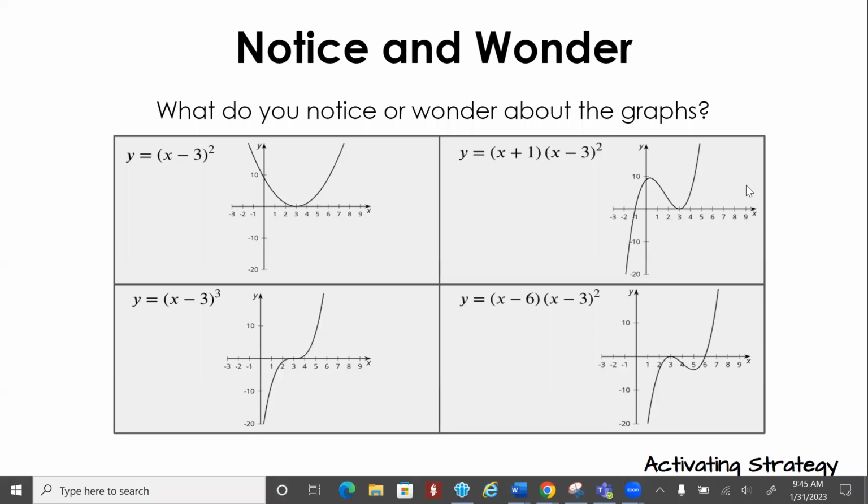Okay, so what do you notice? What do you wonder about the graphs? Give me like one thing you see. Thanks. John, Jason. So the bottom right, okay, that one's actually, I think that one's gonna have like x to the third. Okay, all right, that's what you notice.